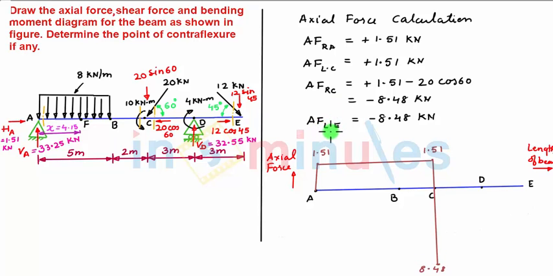Now the axial force to the left of E is equal to minus 8.48 kilonewton. So below point E, let me plot an axial force of 8.48 kilonewton. Now between point C and E, the axial force is not varying, so let me connect it with a horizontal straight line. And then finally, let me connect it with the zero line of E. So with this, axial force diagram is complete. We see between point A and C, axial force is positive, and between point C and E, axial force is negative.